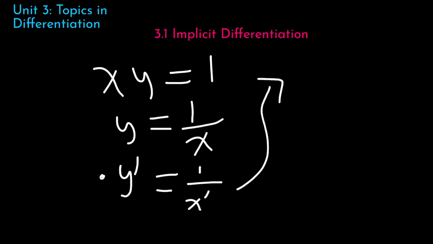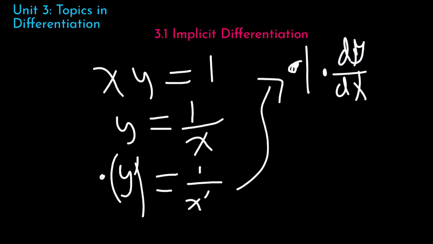So it's just confusing, isn't it? If you have y prime, you're going to take the derivative of y, which is just 1, right? So we're going to have a 1 times its chain rule, dy over dx. And that's going to equal, take the derivative of the other side. So we have x to the negative 1. It's going to be negative x to the negative 2, times this chain rule, dx over dx.